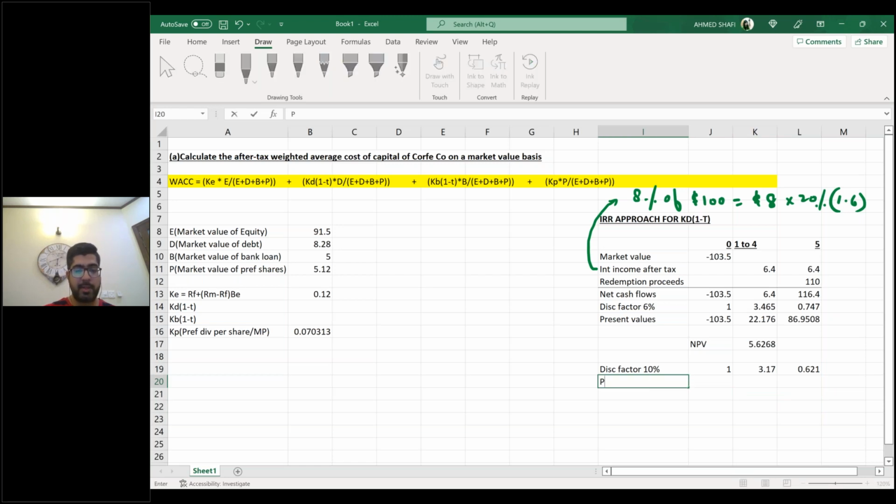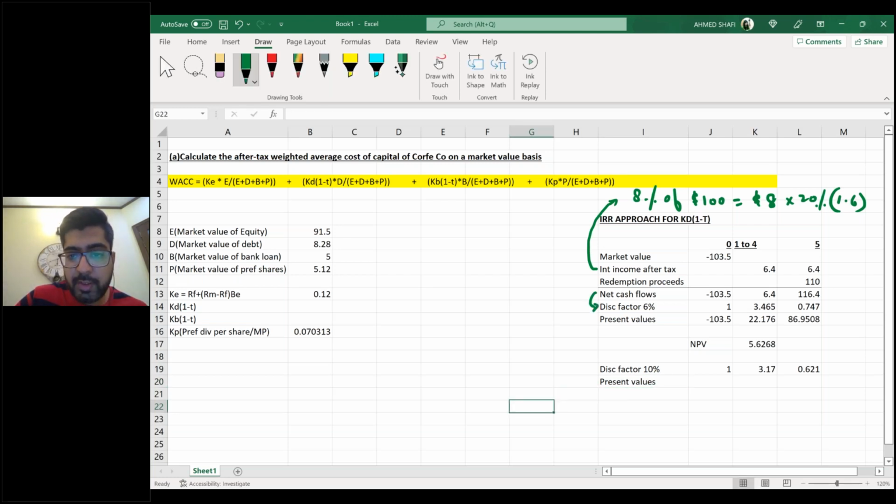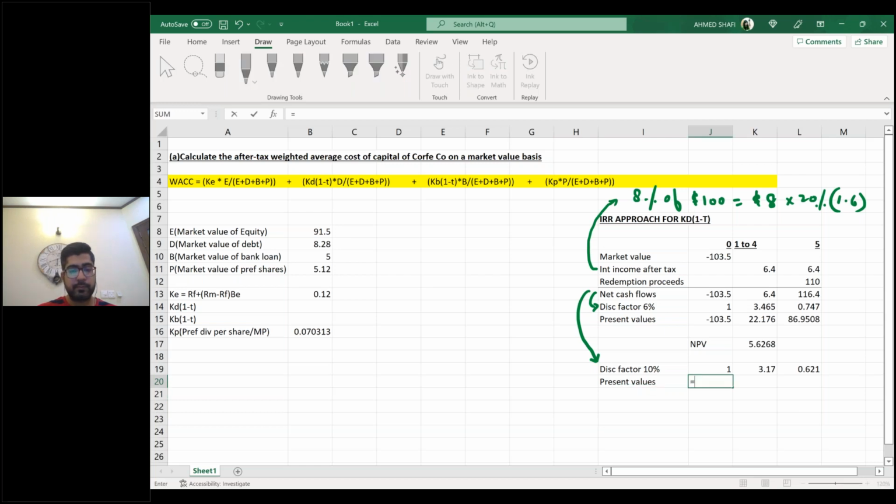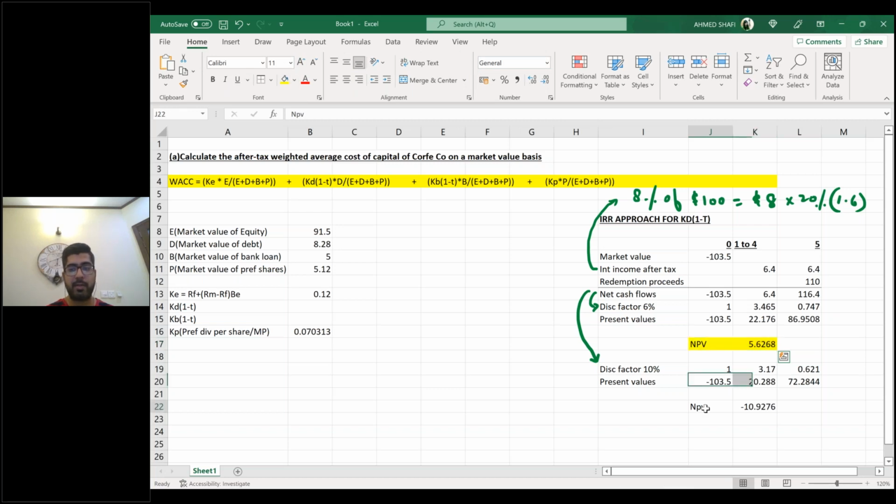Now net cash flows will be multiplied by the new factors to get new present values. Firstly, net cash flows were multiplied by those factors to get present value. Now net cash flows will be multiplied by these discount factors to get present values. And when we net them, we will get NPV. See, it's negative. So you have got the positive NPV and you have got the negative NPV.